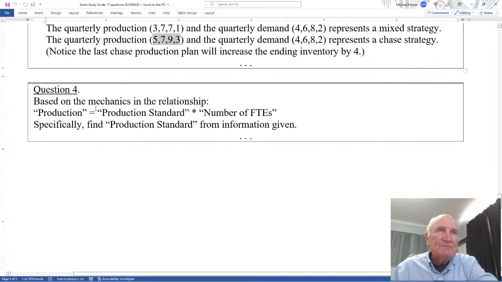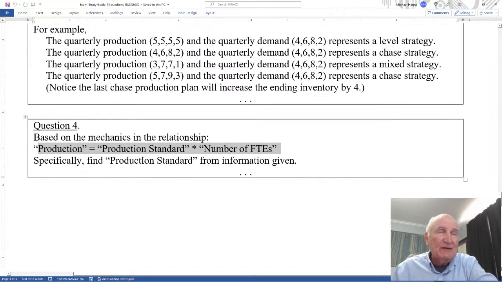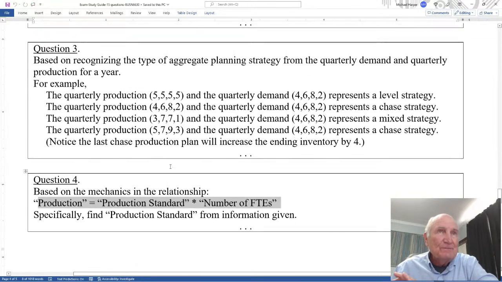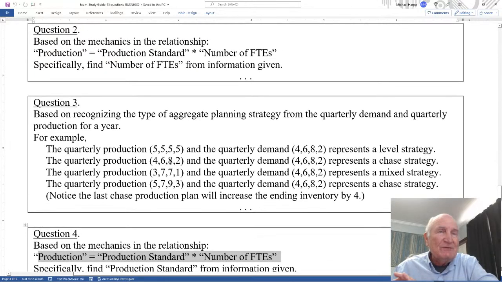Okay, question 4 is based on the mechanics in the relationship production equals production standard times the number of FTEs. Specifically, I'll give you the production and number of FTEs, and I ask for the production standard. And notice the similarity between question 2 and question 3. So what I'm doing here is giving you information two different ways and asking for two different things. But it's the same relationship.